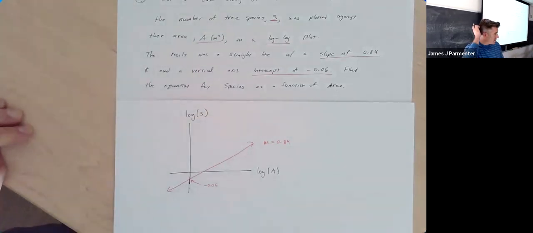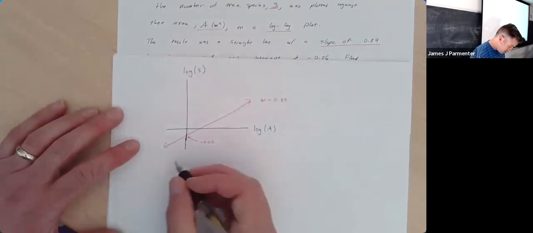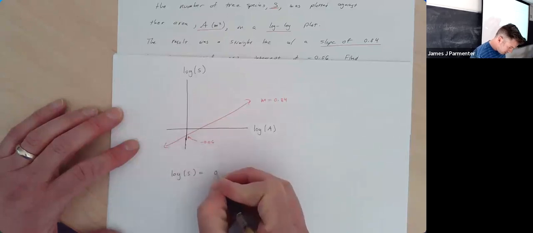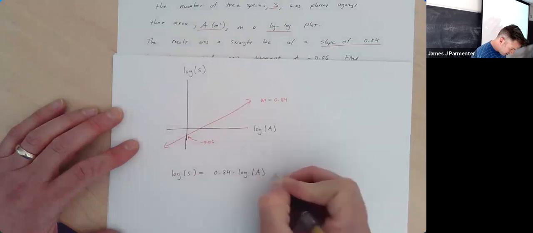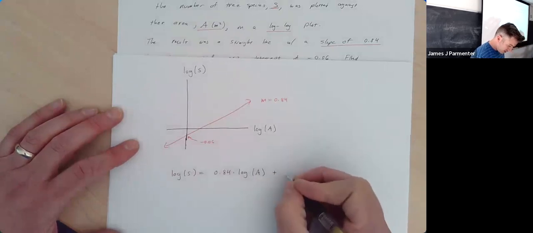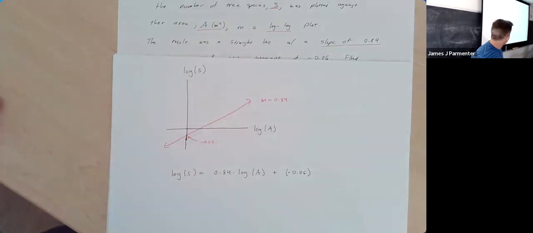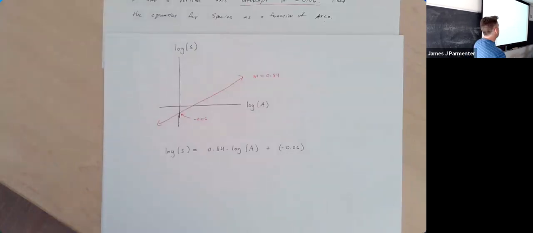So if I'm trying to write this equation, I could write it as log of S equals 0.84 times log of A plus negative 0.06. Or I should write minus, but I write plus here. So that's what we're starting with. And then typically we're required to write it without any logarithms. So we have to solve for S. So usually we're going to write both sides as 10 to a power.